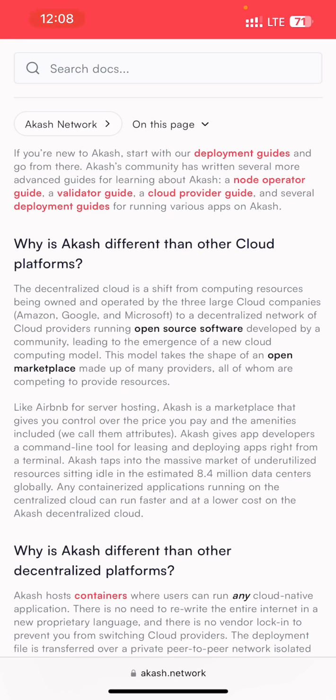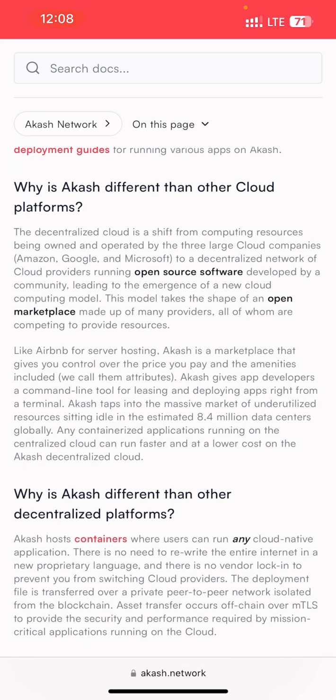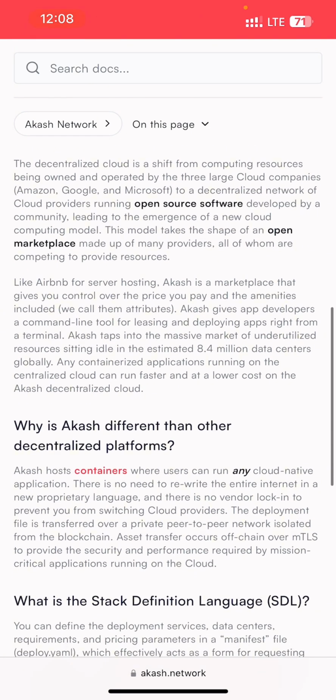Airbnb for server hosting, Akash is a marketplace that gives you control over the price you pay and the amenities included. Yes, we call them attributes. So you can imagine this is one of the features that makes Akash stand out. It gives you control over the price you pay and the amenities included, and it is called an attribute. Akash gives app developers a command line tool for listing and deploying apps right from the terminal.